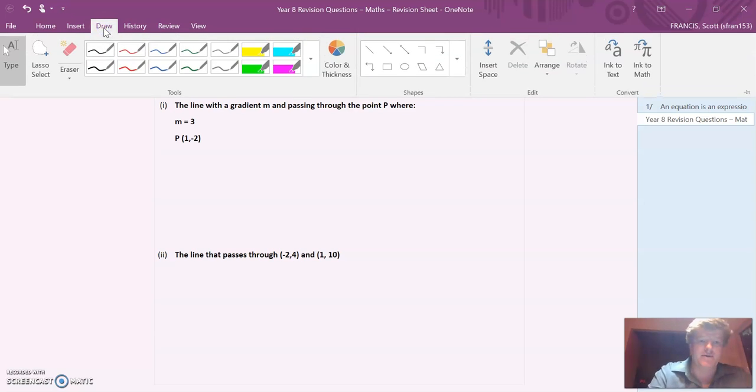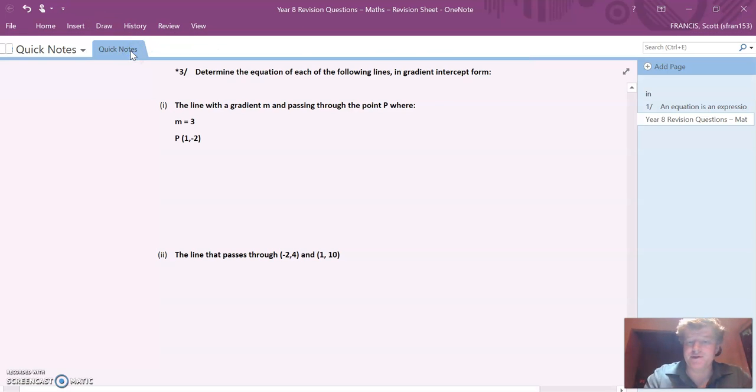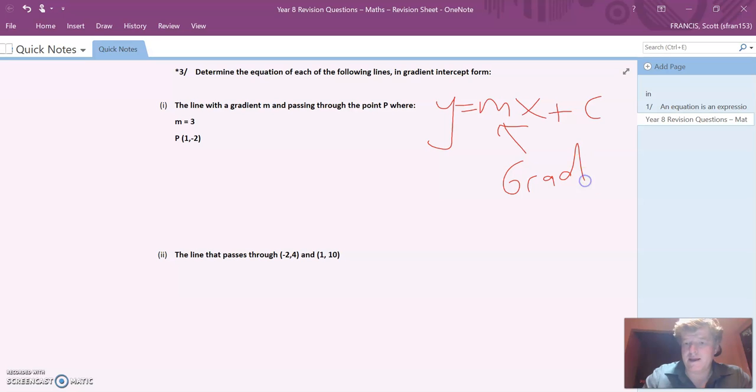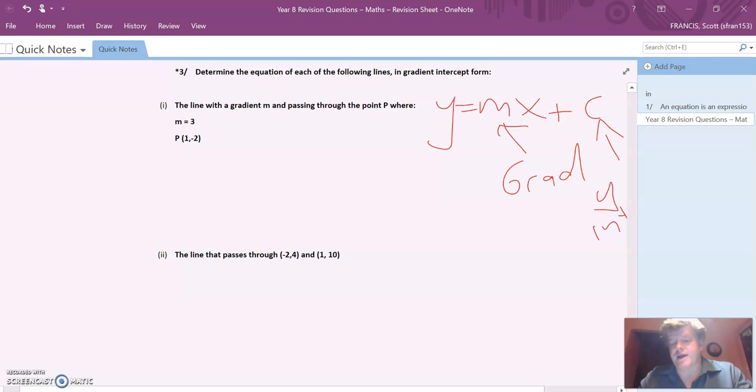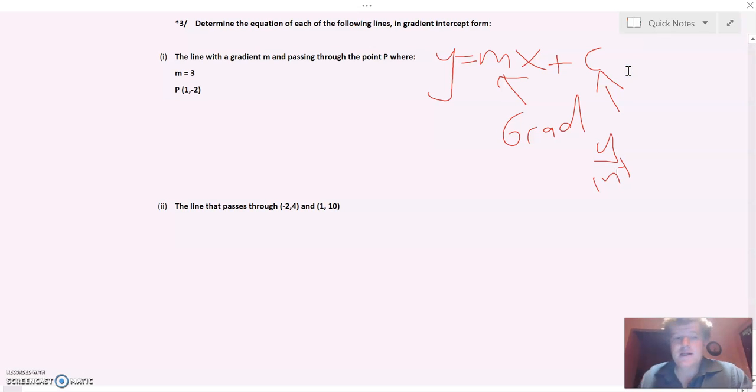So let's just quickly remind ourselves, gradient intercept form is written like this: y equals mx plus c, where m is the gradient and c is the y-intercept. So that's what we're looking at. That's what we're asked to find. So let's have a look at this first one.